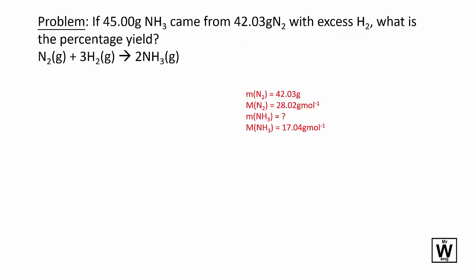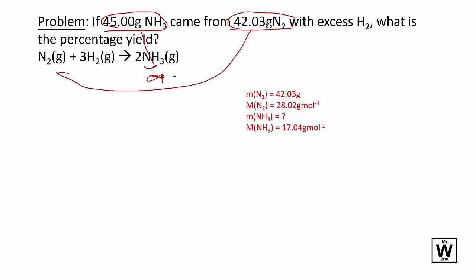So in this problem here, 45 grams came out, so that's the experimental, and 42.03 went into the system. Don't have to worry about limiting reagents, that's next. So what's the percentage yield? So we have to work out what we should have got, which is in question.